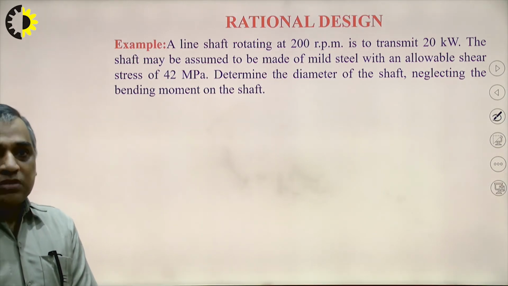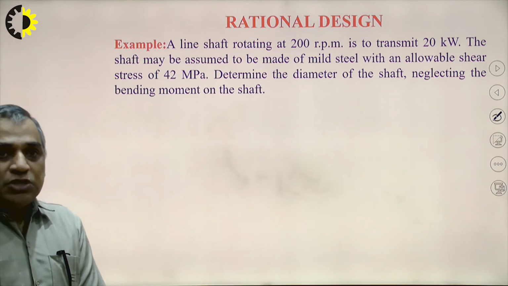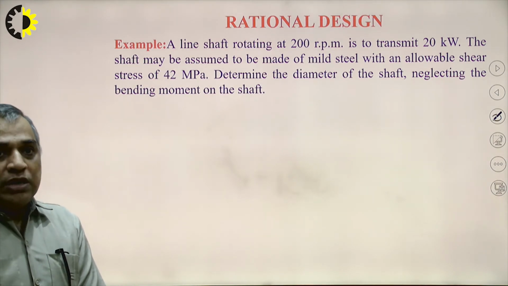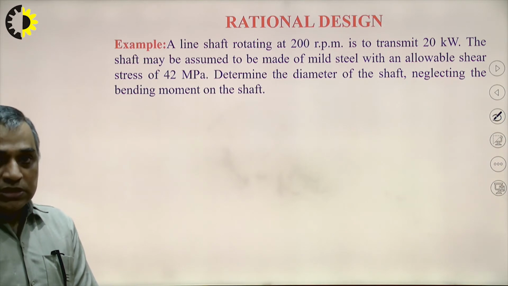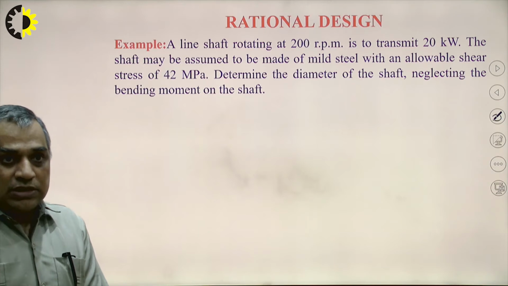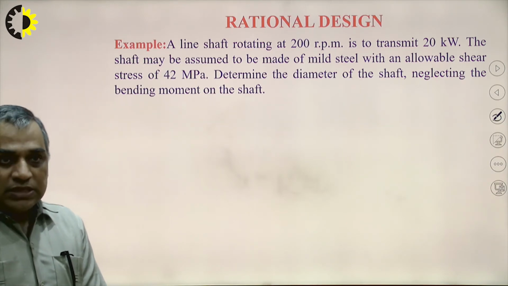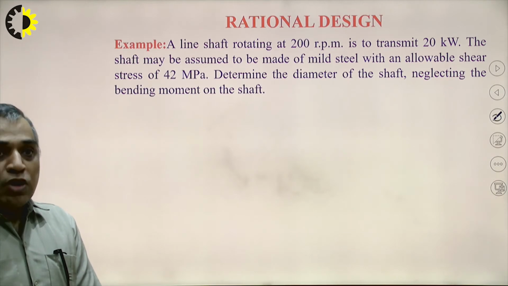So speed is given, 200 rpm. How much power is to transmit? 20 kilowatt, and the material is given allowable shear stress. Torque will cause the torsional shear stress in the material. So the desirable data is available in this example, and we can formulate this problem.